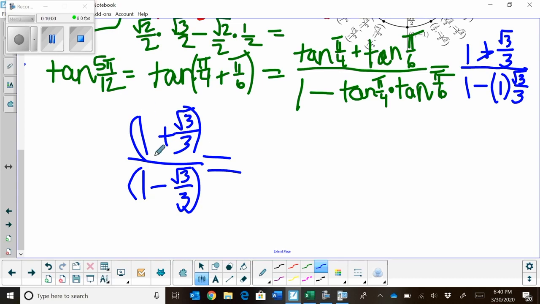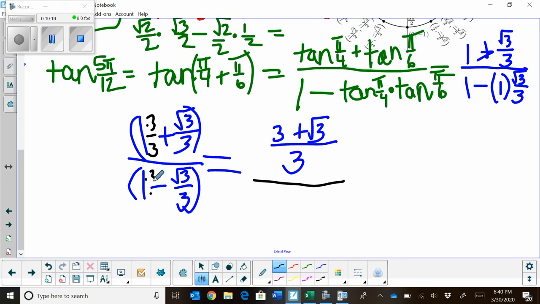So I'm going to now combine the top to 3 plus root 3 over 3. Now, hopefully everybody knows what I just did. I just multiplied 1 by 3 over 3 to rewrite that as 1 and then added the numerator. Then on bottom, I'm going to multiply this by 3 over 3. That's going to give me 3 minus root 3 all over 3.